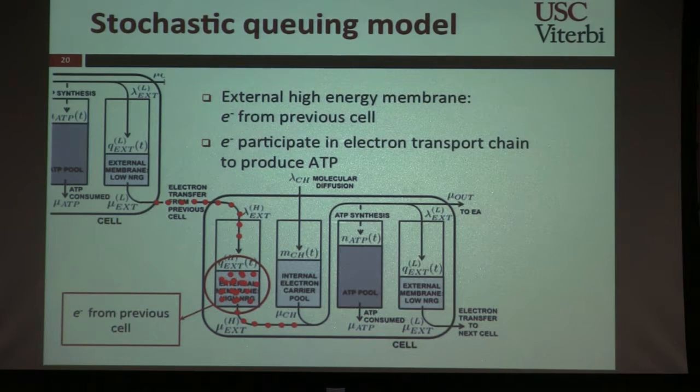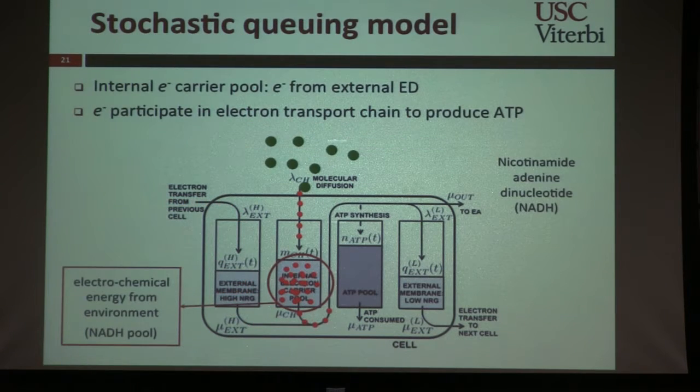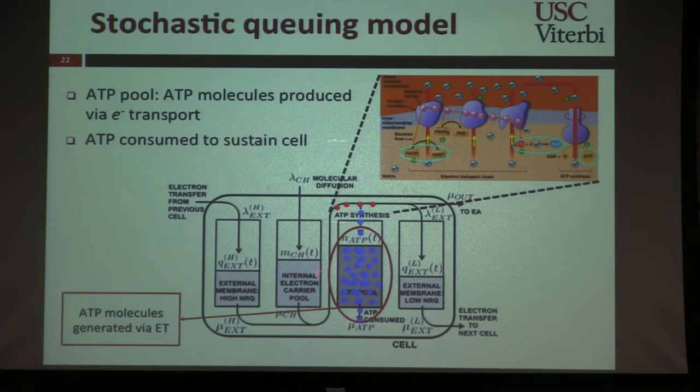Okay, so as I said, I'm in this cable, I'm getting electrons from the previous bug. The other thing that's also happening is, due to molecular and chemical processes, I have another queue here where things diffuse in from the environment, okay? And so this also creates a flow of electrons due to this electrochemical energy, right? So this is my second queue here, which we call the NADH pool. Then these two feed into 2 other pools.